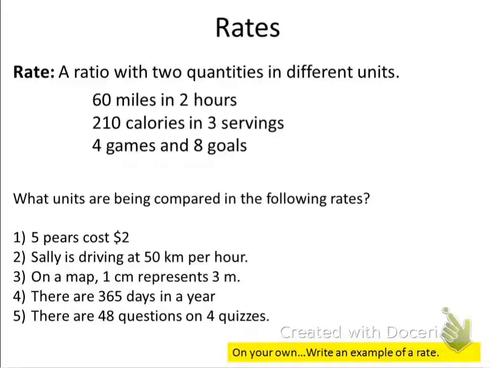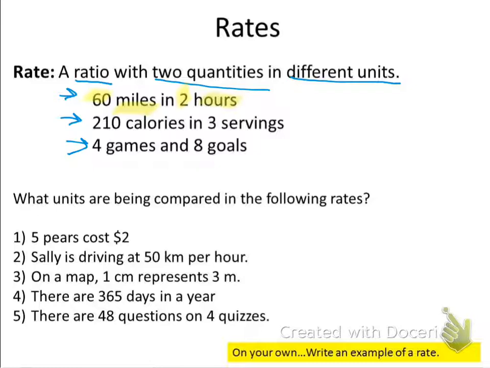Rates. A rate is a ratio with two quantities in different units. For example, here are three examples of rates. 60 miles in 2 hours. So our ratio would be 60 to 2, and our units would be miles and hours. So we've got both a ratio in there and two quantities in different units because miles are different from hours.